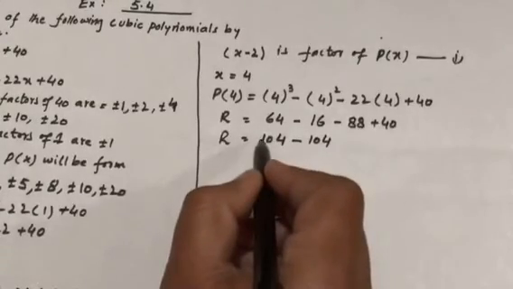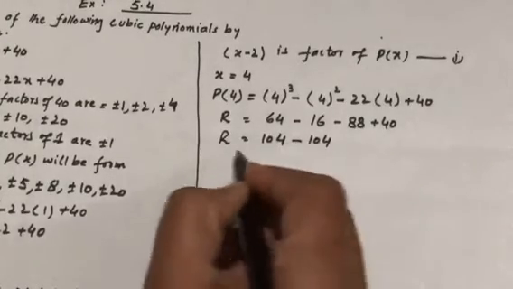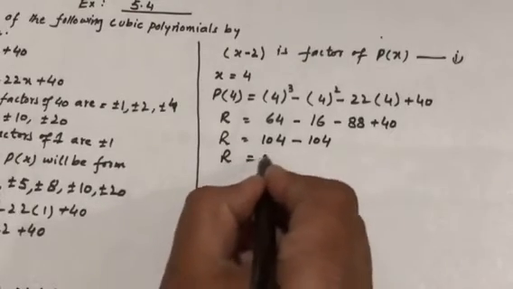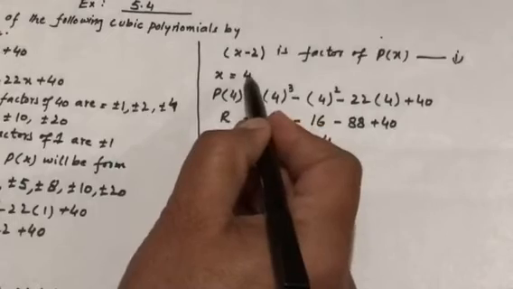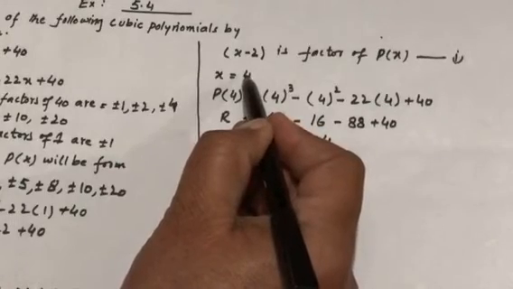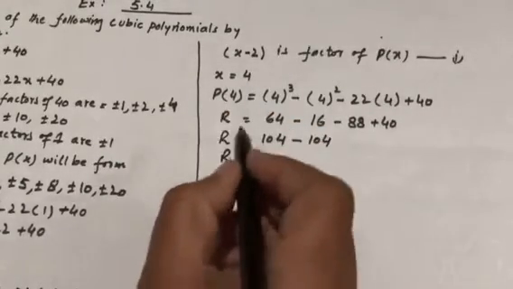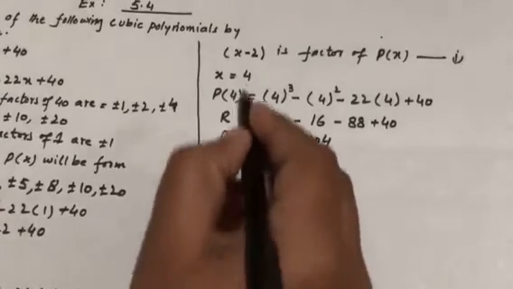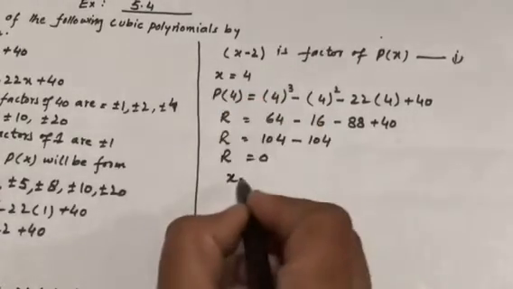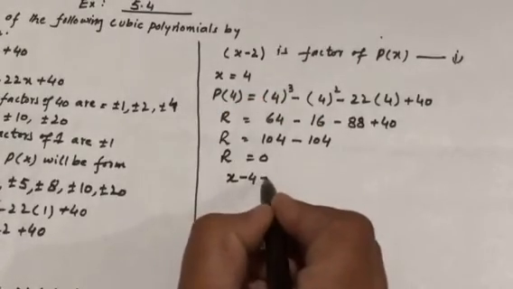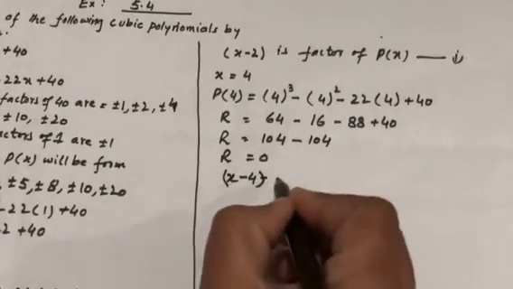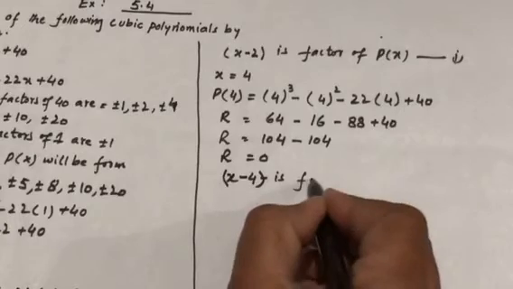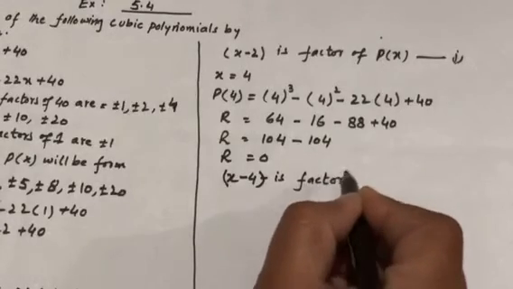So positive 104 and minus 104 becomes 0, so we have remainder as 0, so 4 becomes a root, so the next factor is x. By shifting 4 to the left hand side, it becomes minus 4, so we have 0 on the right hand side, so x minus 4 is the second factor of p(x).